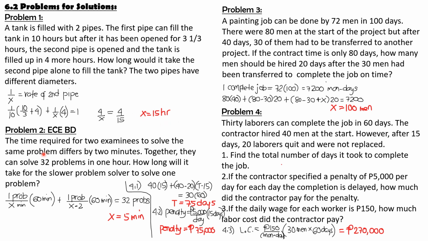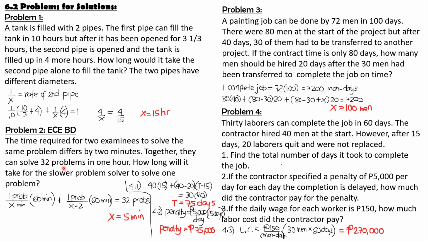Number 2, the time required for two examinees to solve the same problem differs by 2 minutes. Together, they can solve 32 problems in 1 hour. How long will it take for the slower problem solver to solve one problem? So we will call x minutes the time it will take the slower problem solver to solve one problem. So the rate of the slower problem solver would be one problem in x minutes.